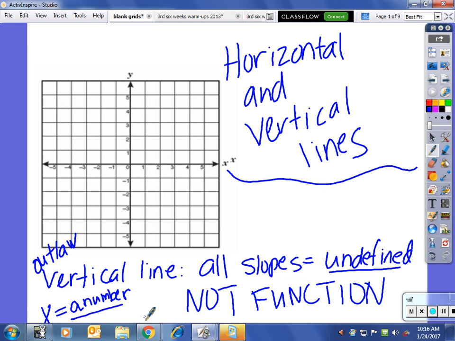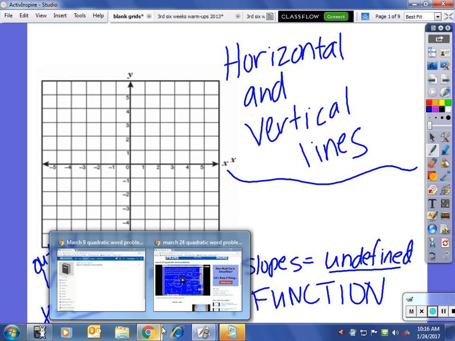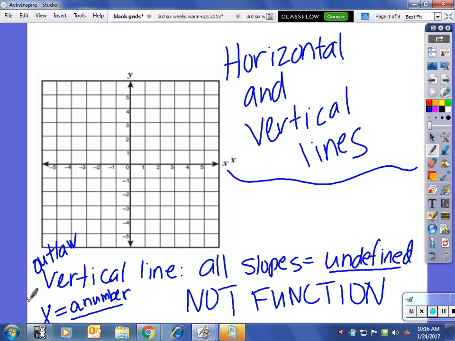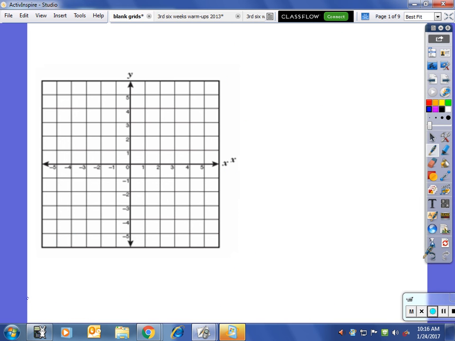Do you want to do one from a picture first? So here we are on vertical lines. What they have in common is they are not functions. All slopes are always undefined if you're talking about a vertical line. If I give you a picture of a vertical line, you should be able to give me the equation.